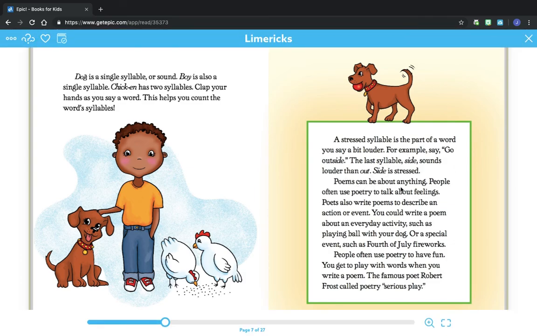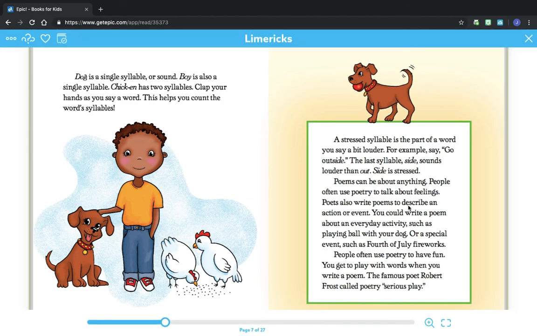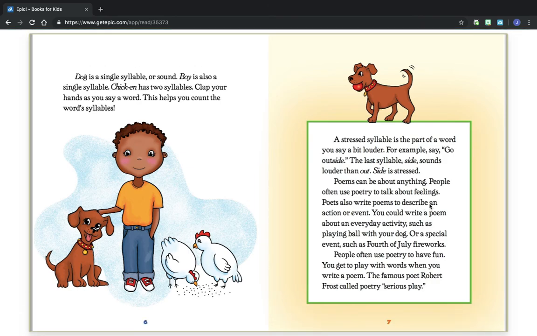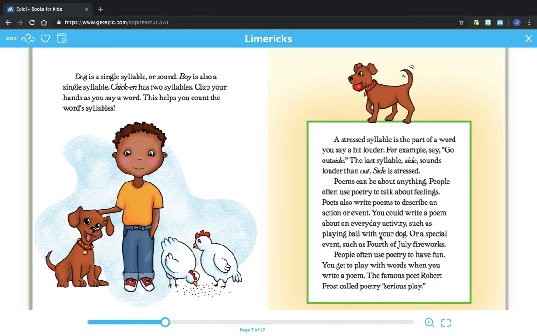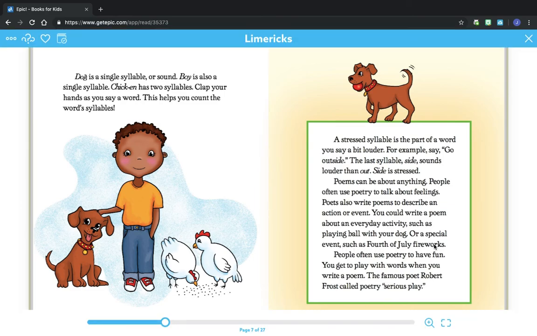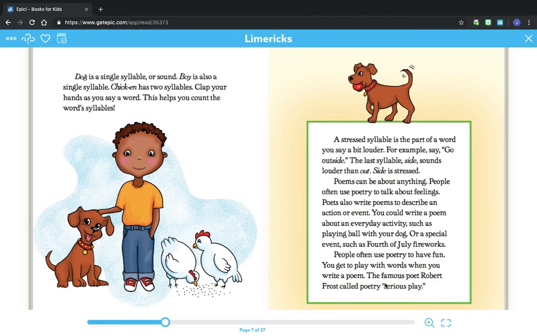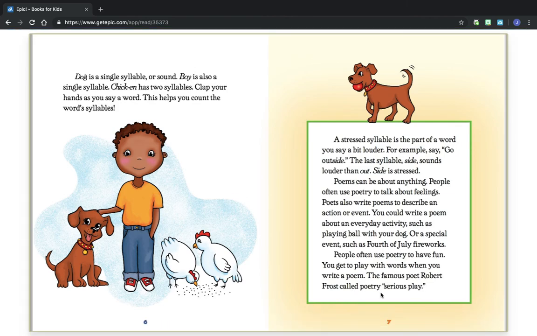Poems can be about anything. People often use poetry to talk about feelings. Poets also write poems to describe an action or event. You could write a poem about an everyday activity such as playing ball with your dog, or a special event such as 4th of July fireworks. People often use poetry to have fun. You get to play with words when you write a poem. The famous poet Robert Frost called poetry serious play.